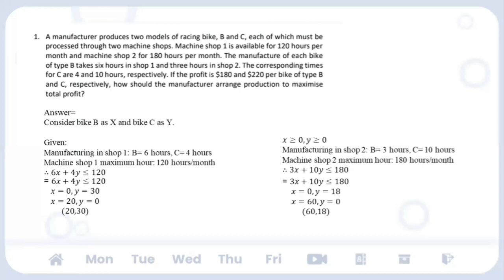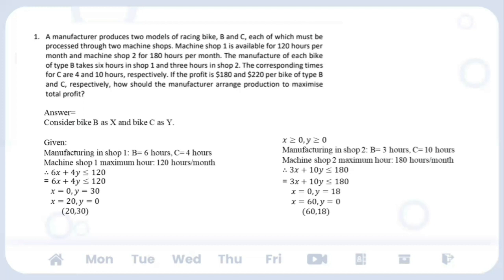And the same thing goes with y. If y is 0, then 6x is equal to 120, or x is equal to 20. Then we can get the coordinates 20 and 30.